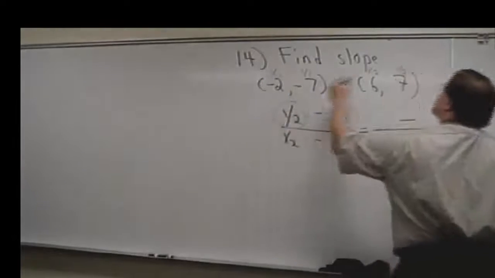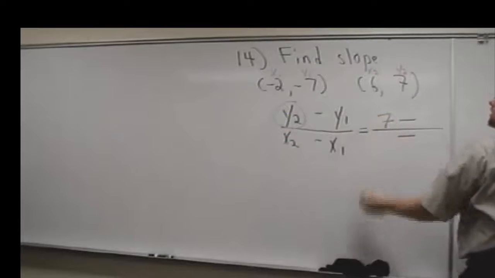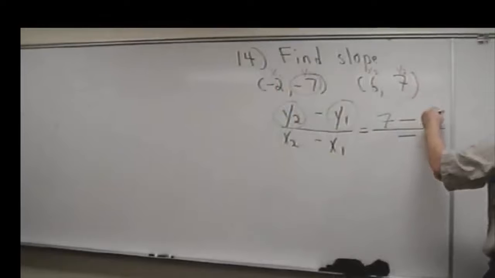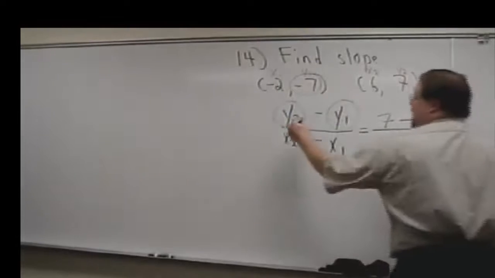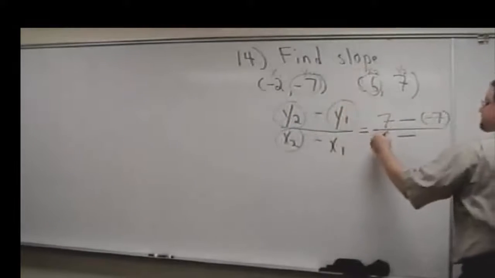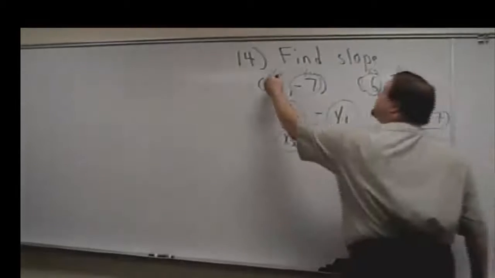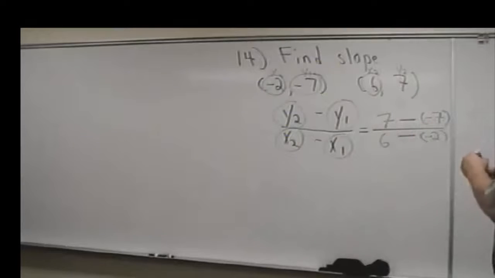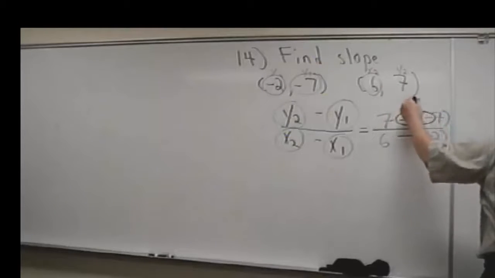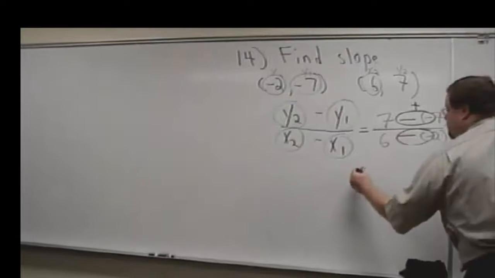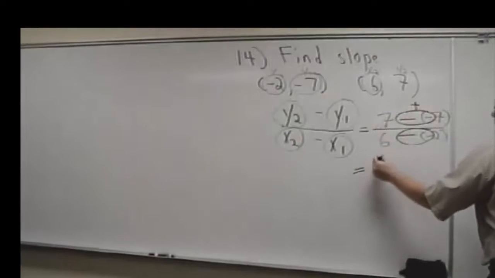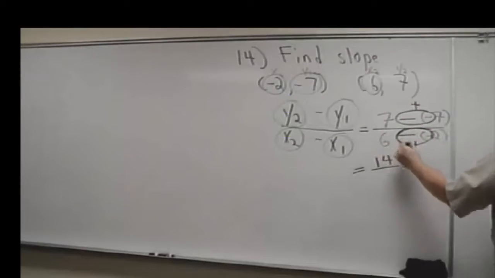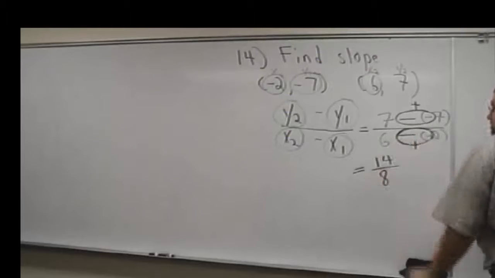So y2 is here, 7. y1 happens to be a negative 7. My x2 is 6. And my x1 is a negative 2. So be careful with your signs. So I have a double negative. A negative and a negative becomes a positive. 7 plus 7 is 14, over a negative and a negative here is also a plus. 6 plus 2 is 8. So I have 14 over 8.